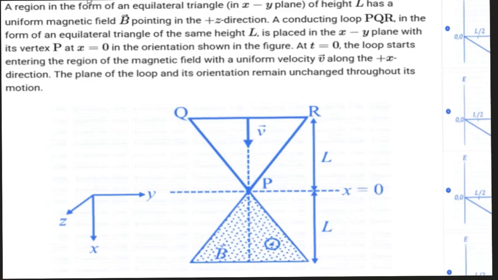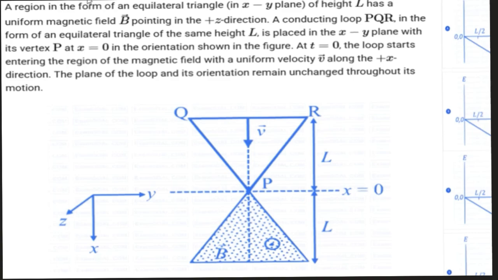A region in the form of an equilateral triangle in the xy plane of height L has a uniform magnetic field B pointing in the plus Z direction. So in this question there is a triangular region having a magnetic field in the outward direction. That region is shown here.